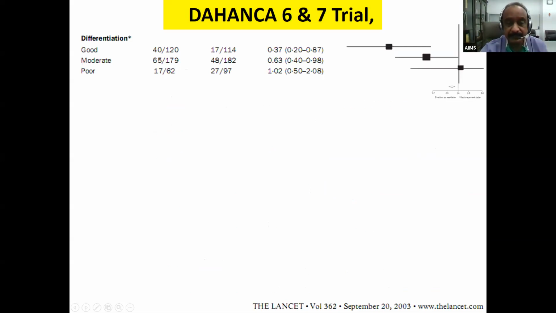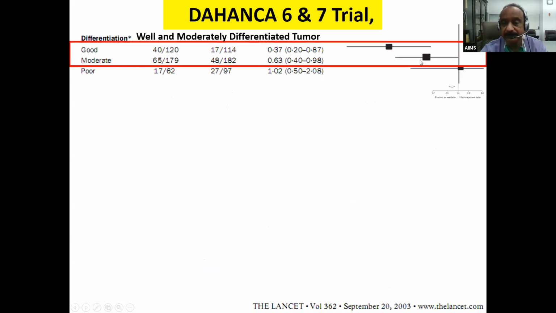But when these authors did a subset analysis, they found that when you reduce the overall treatment time by 7 days, not all patients benefit. Only patients having well-differentiated and moderately differentiated tumors benefit. Poorly differentiated tumors do not benefit. So again, we are moving towards a personalized fractionation scheme based on grading of the tumor. Now the question is why? The explanation which the authors gave is very interesting.